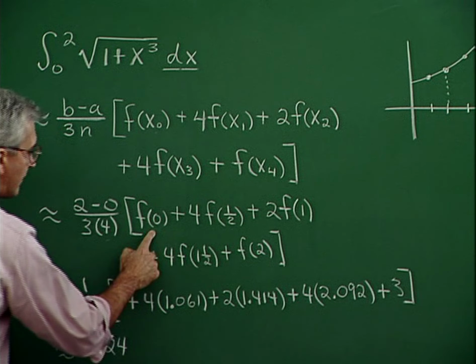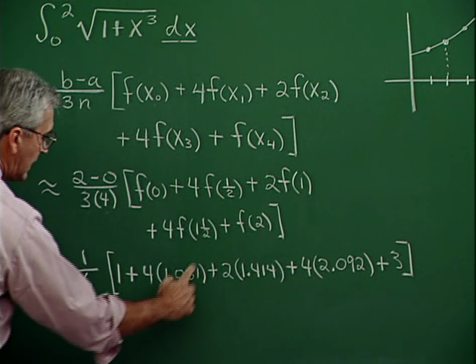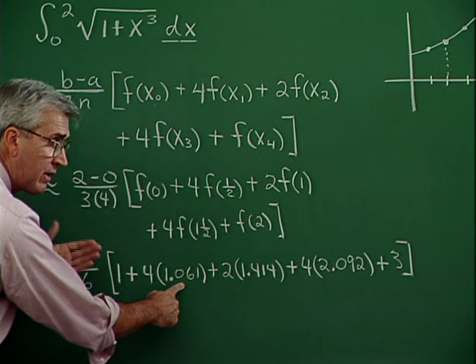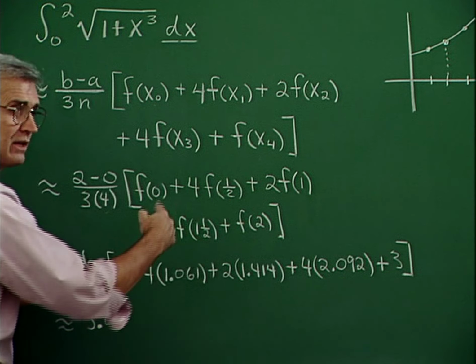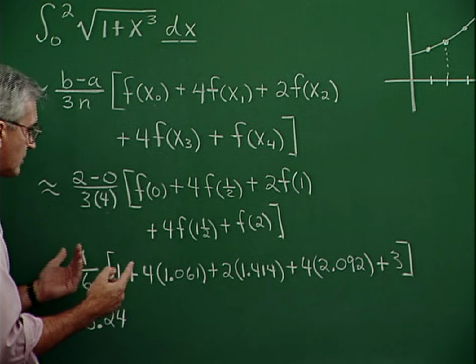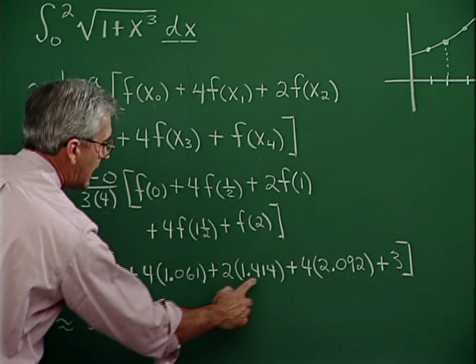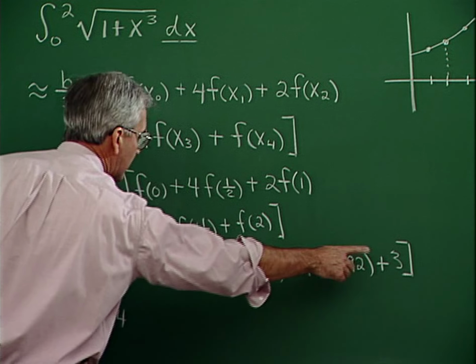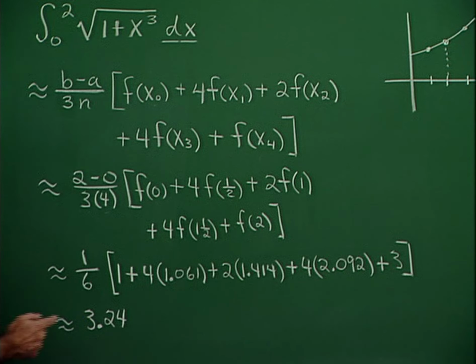The 4, 2, 4, and then 1 coefficients. Okay, f of 0 is 1, f of 1/2 is 1.061, and these you can see from the previous video where we were calculating f of 1/2 and f of 1 and so forth, but there were different coefficients involved in that problem in some cases. So we have, let's see, 2 times 1.414, 4 times 2.092, and then plus 3. Now when the smoke clears on all of this calculation, it turns out that this is 3.24.